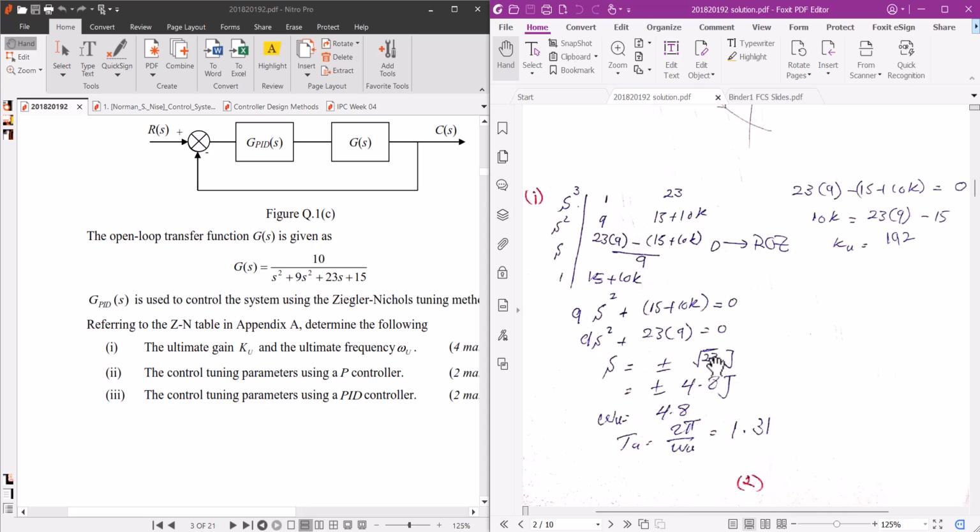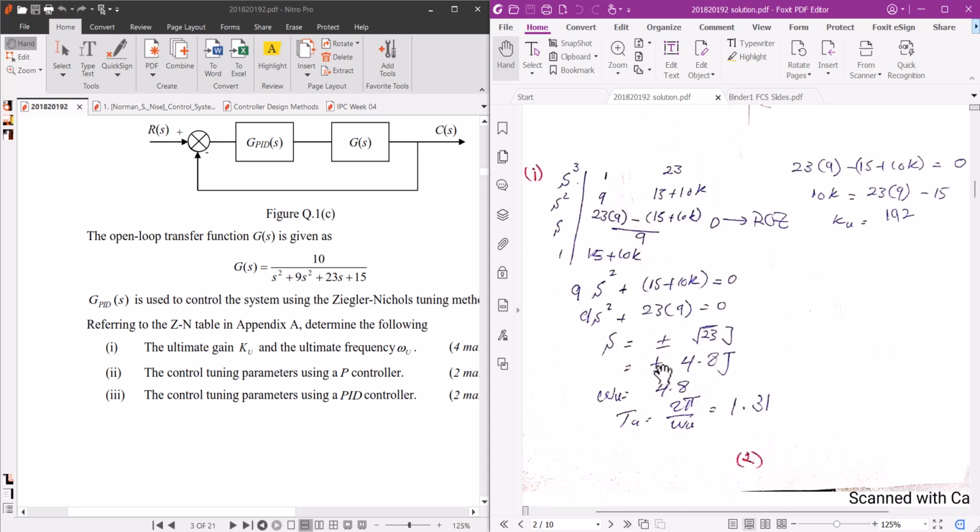Okay, under root 23 j. Why j? Because of the minus term, and plus minus 4.8, that you get for s. Now you know that s is equal to sigma plus j omega. If you make sigma 0, you will get only s equal to j omega. So j omega is equal to plus minus 4.8, j cancels, and you get omega 4.8. So this is your omega.